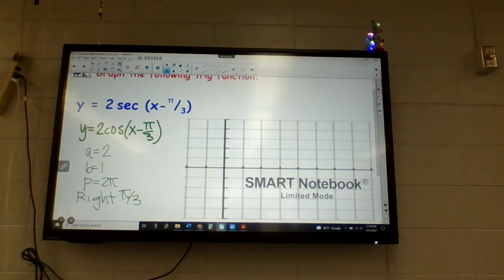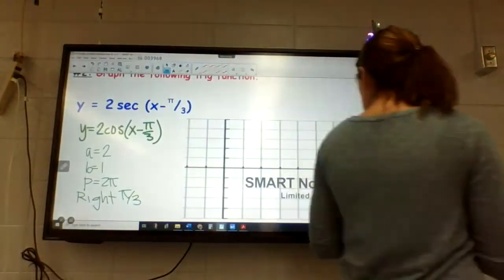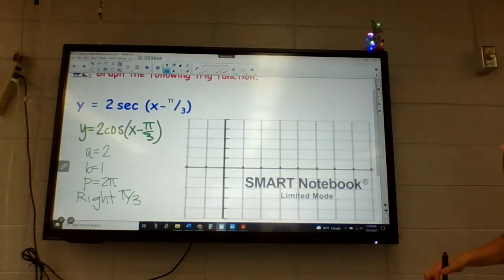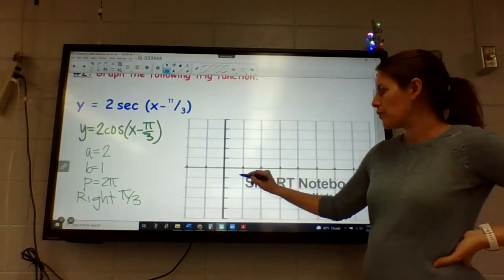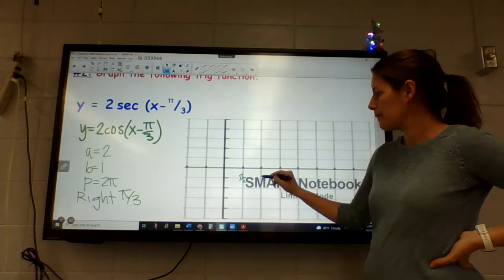So if it's a minus, it goes right. If it's a plus, it goes left, if it's inside with the cosine. If it's outside, it's up or down. We'll do one of those in a second. Alright, pi over 3 might be, oh no, it's not too bad, right? So I would just do pi over 3s for my scale.